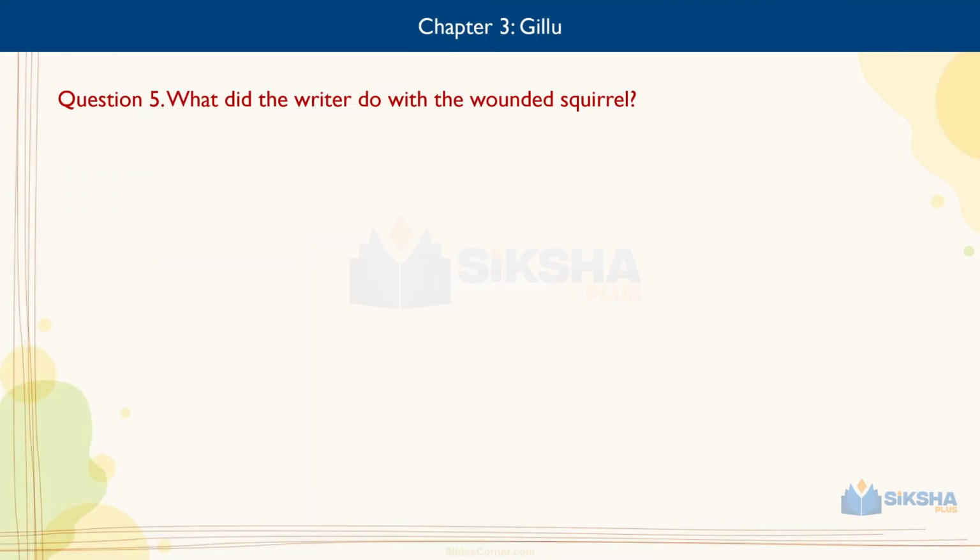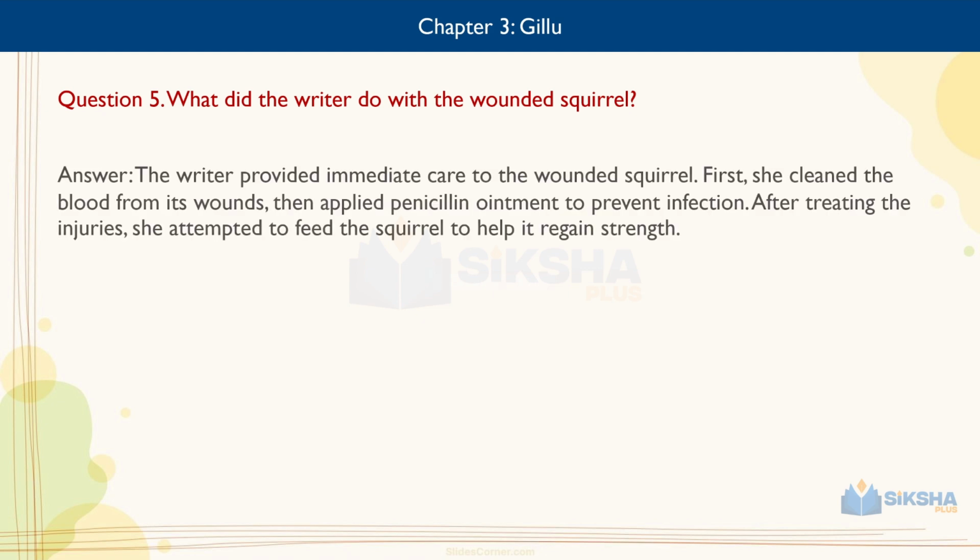Question number 5: What did the writer do with the wounded squirrel? Answer: The writer provided immediate care to the wounded squirrel. First, she cleaned the blood from its wounds, then applied penicillin ointment to prevent infection. After treating the injuries, she attempted to feed the squirrel to help it regain strength.